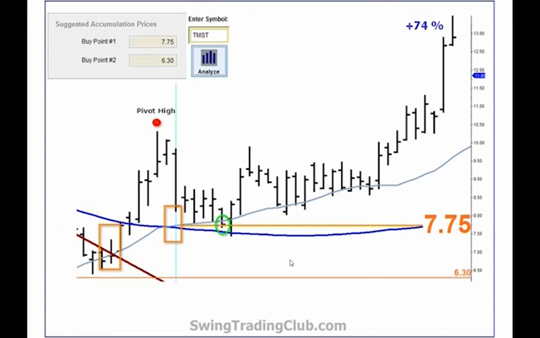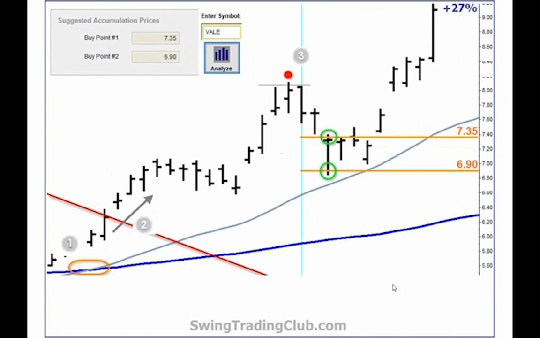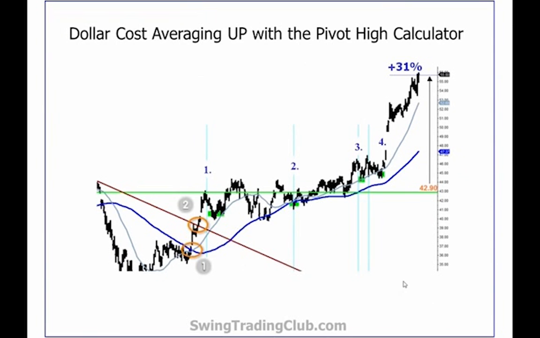Okay? And there's some other examples. I probably don't have time to go through all these in depth. I could spend 2 hours here. Here's an example where you can use this strategy for dollar cost averaging up, okay, versus dollar cost averaging down, which is a no-no, but dollar cost averaging up is actually a good idea.